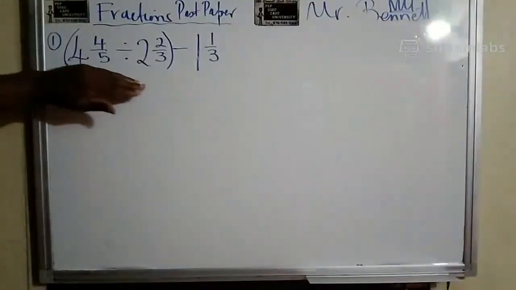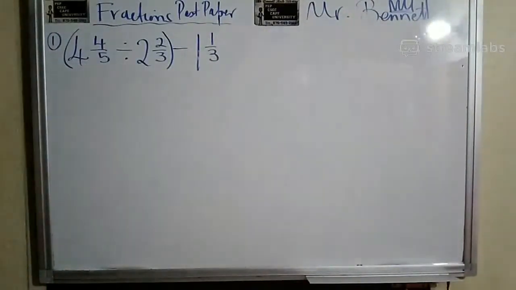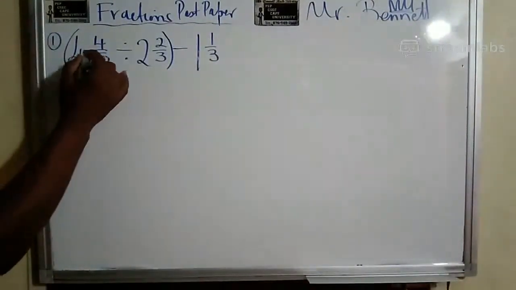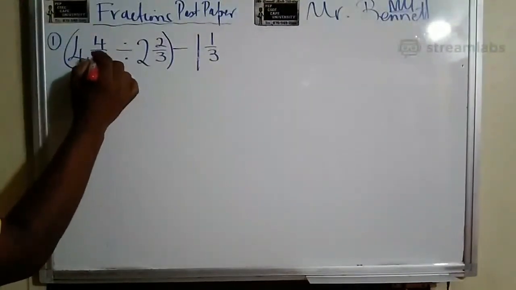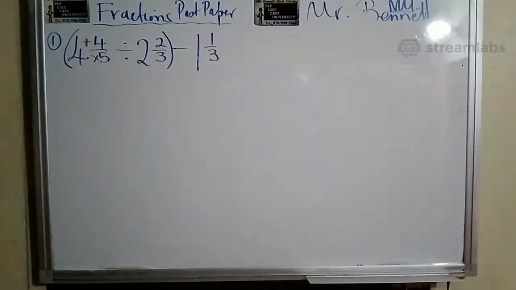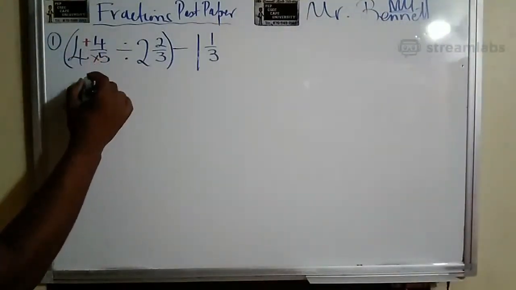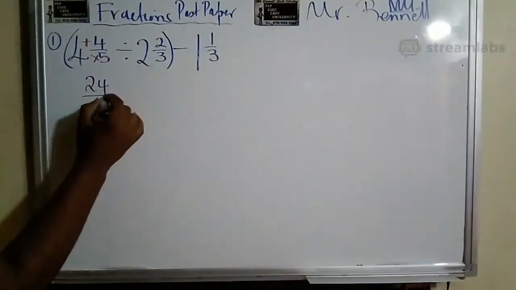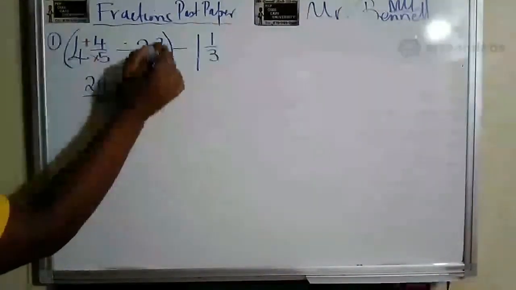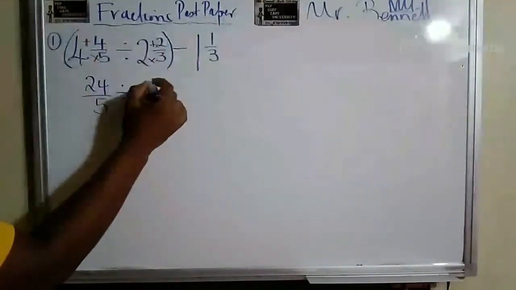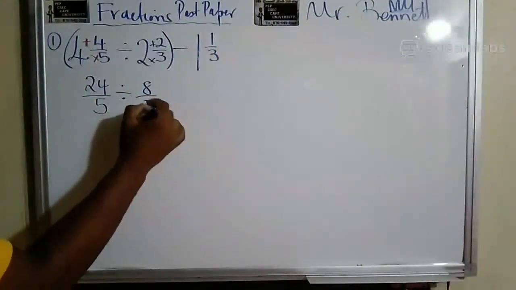Alright. So we have to do the division part and then we subtract. So we can change this. Let me just get a different color ink. I like to show steps, you know. So we're going to say 4 times 5 and we add 4. So we're going to change it to improper. So 4 times 5 is 20, and that would be 24 upon 5, divided by 2 times 3 is 6 plus 2, that will give us 8 over 3.